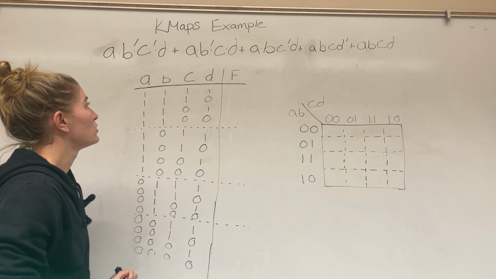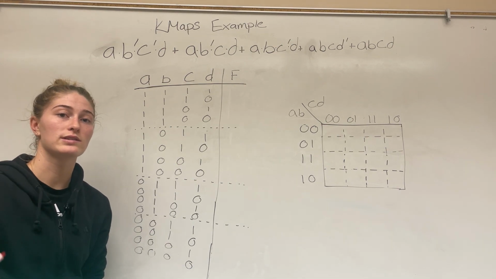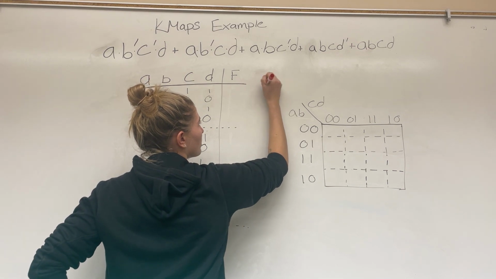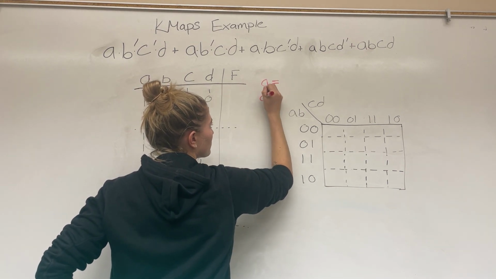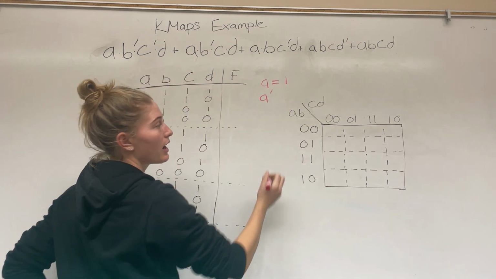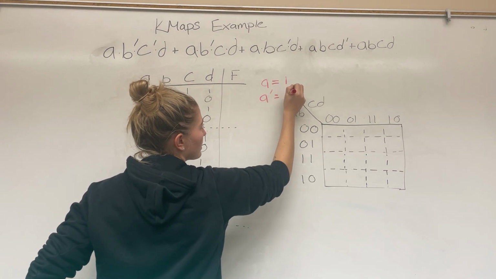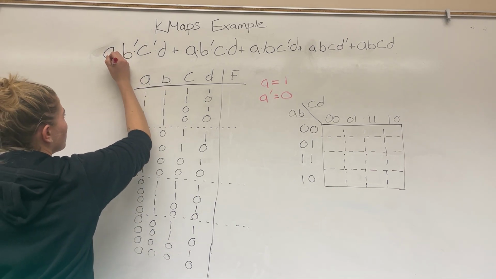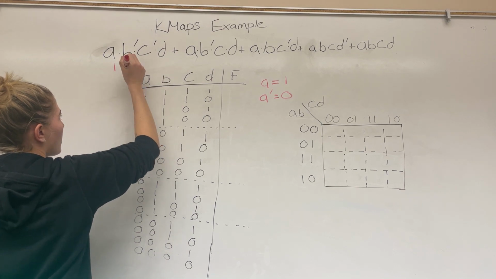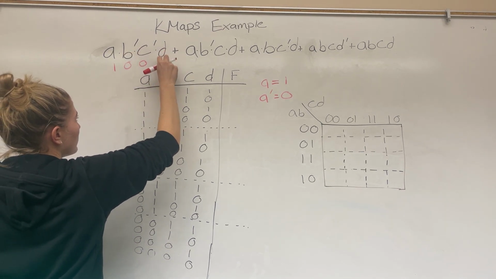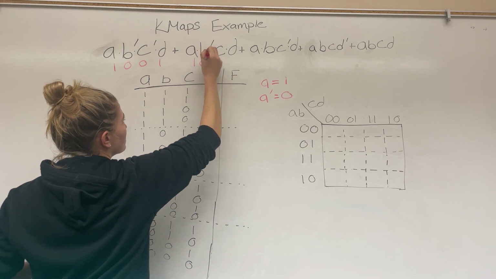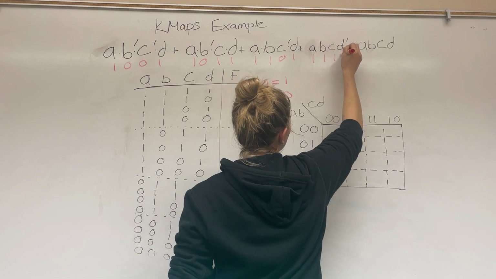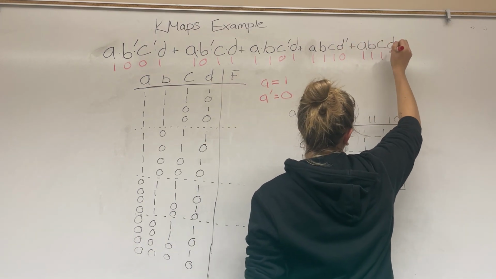To start, we're going to look at our Boolean expression and transfer it to ones and zeros. Looking at each term, we're going to remember what is true and false. A is 1, and A not, which is what that little dash is, equals 0. Using that logic, we'll copy this down below. So that's 1, B not is a 0, C not is a 0, and D is a 1. So 1001, 1011, 1101, 1110, and lastly 1111.